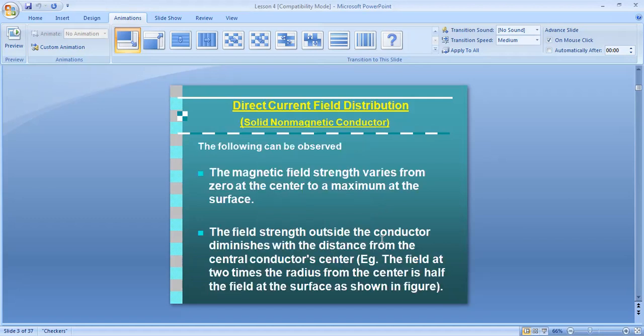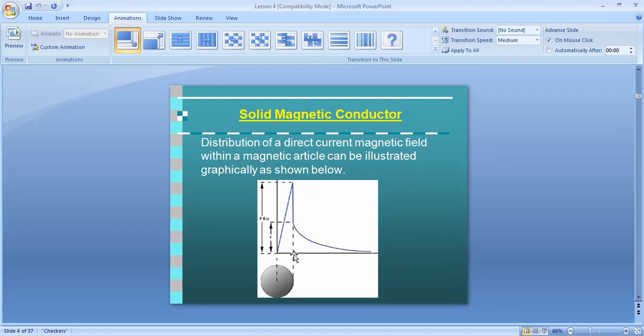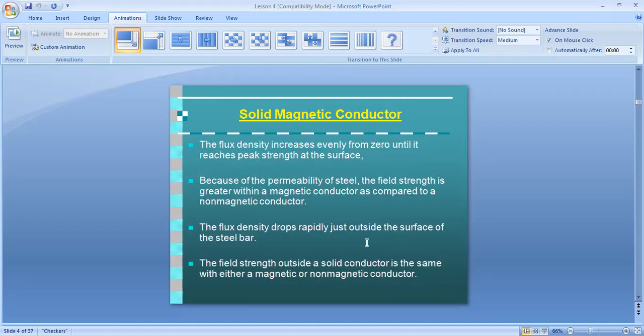The field strength outside the conductor diminishes with distance from the central conductor. Means if you go away from here, the field will reduce. So these things are given here. The flux density increases evenly from 0 until it reaches peak strength at the surface. Then because of the permeability of steel, the field strength is greater within the magnetic conductor as compared to the non-magnetic conductor.